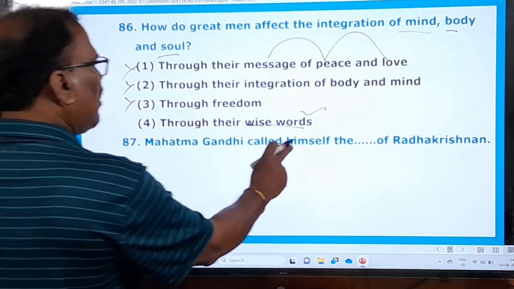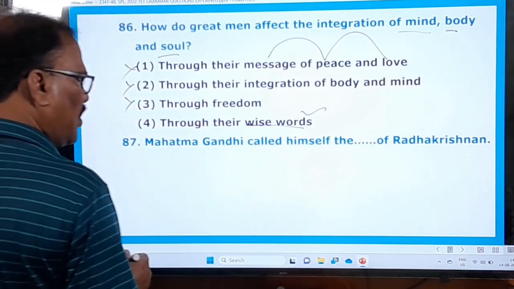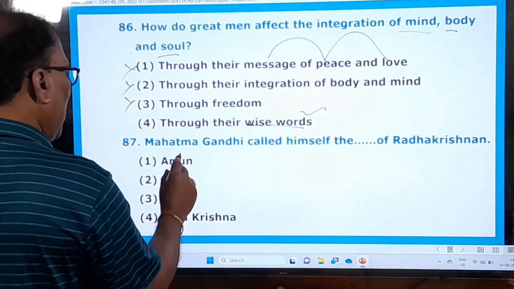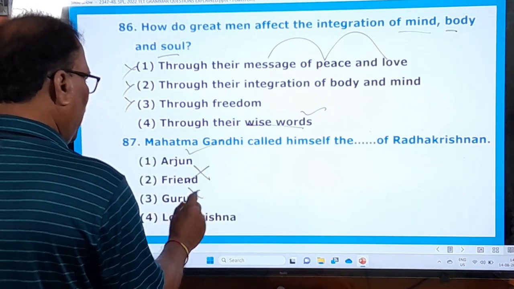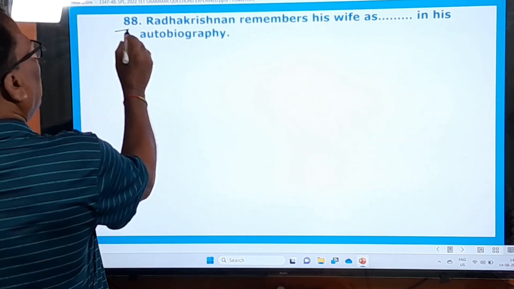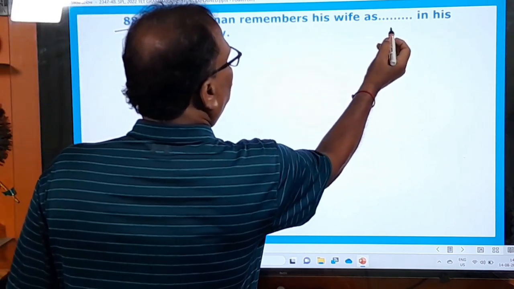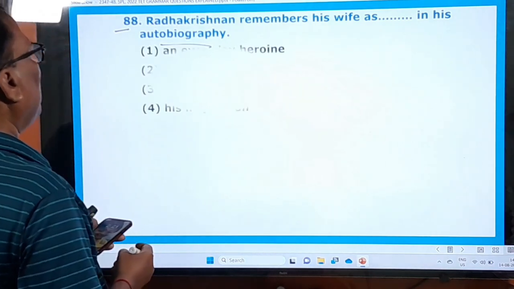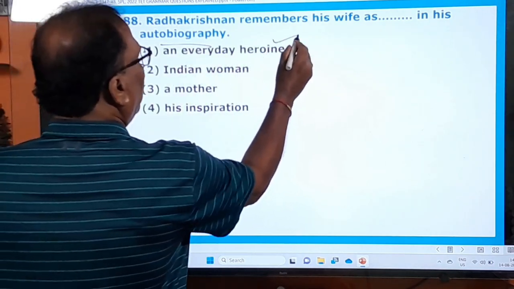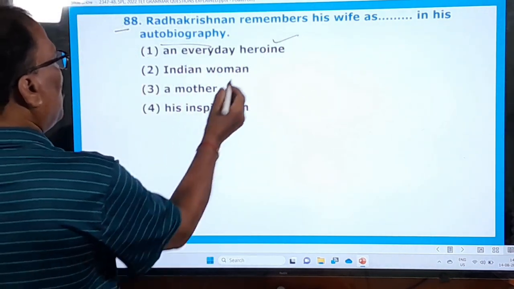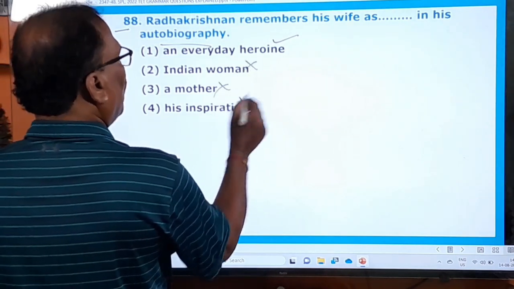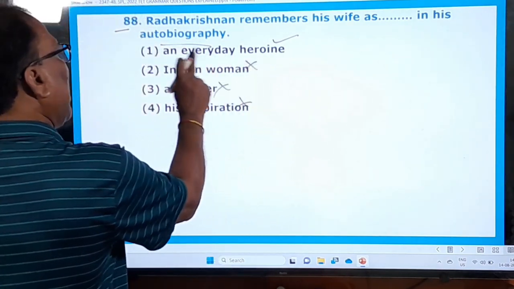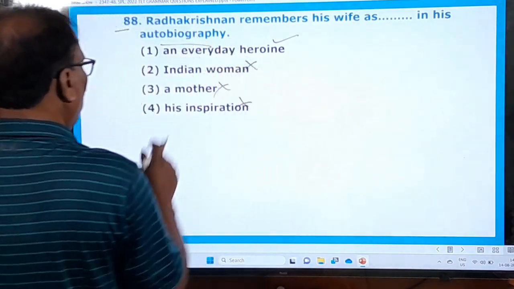Mahatma Gandhi called himself what of Radhakrishnan? Arjun of Radhakrishnan. Not guru or friend. The 88th one: Radhakrishnan remembers his wife as what in his autobiography? How does he remember his wife? An everyday heroine. It is given in the passage. Not an everyday Indian woman, only an everyday heroine in his autobiography.